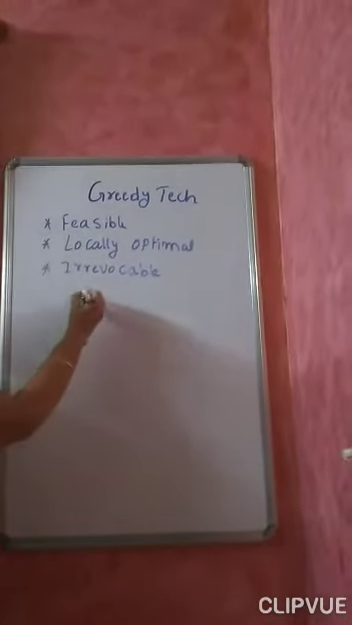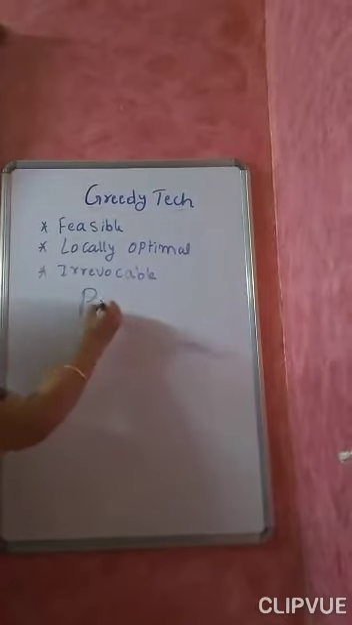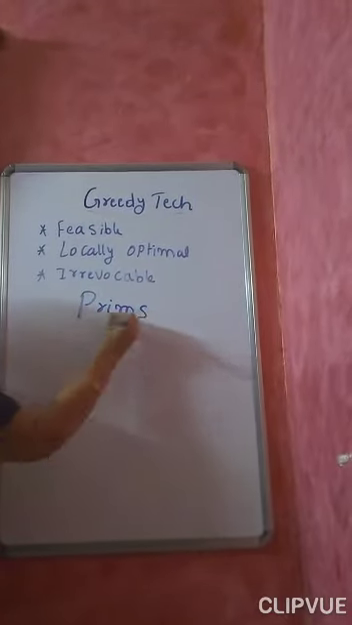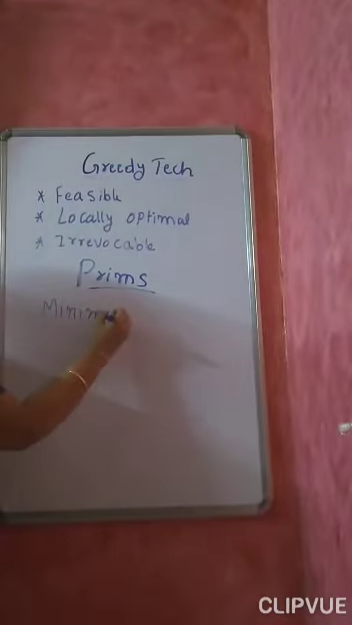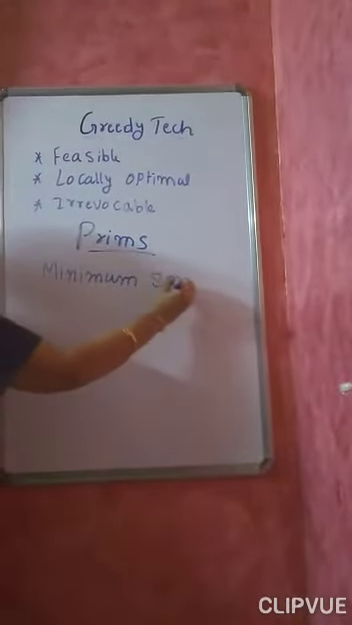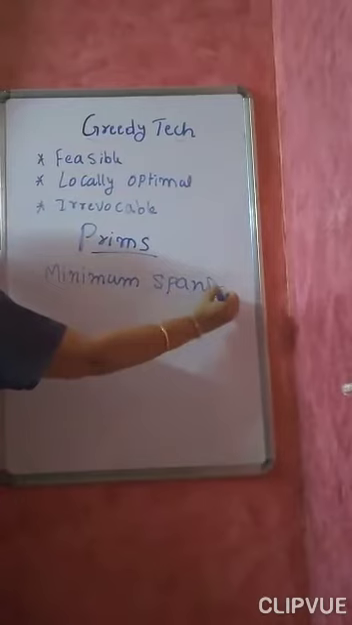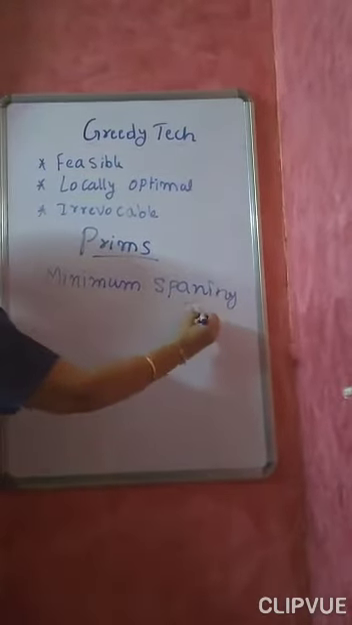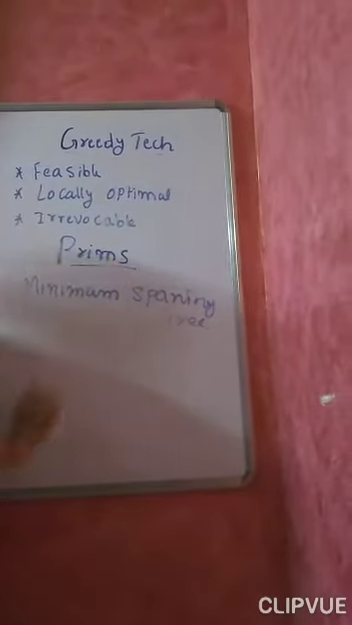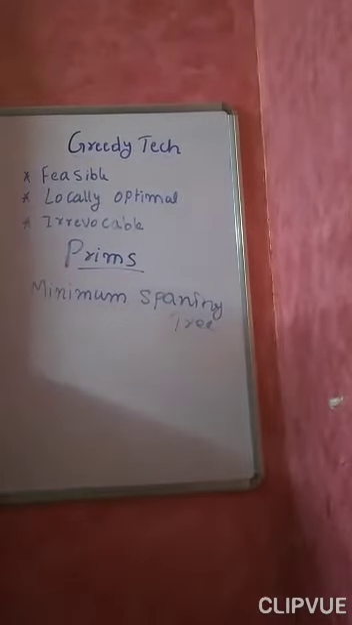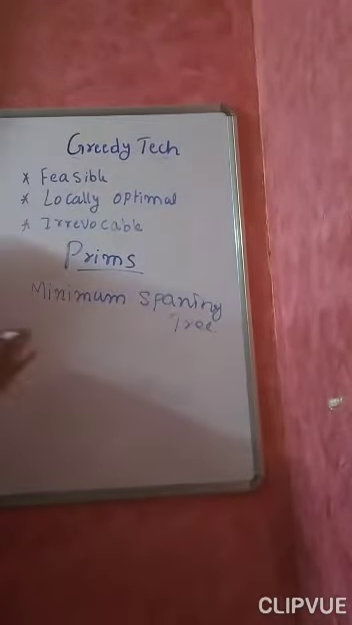So now first I will consider Prim's algorithm. Why is Prim's algorithm used? Prim's algorithm is used for construction of the minimum spanning tree. Okay. So why is Prim's algorithm used? Prim's algorithm is used for the construction of the minimum spanning tree.